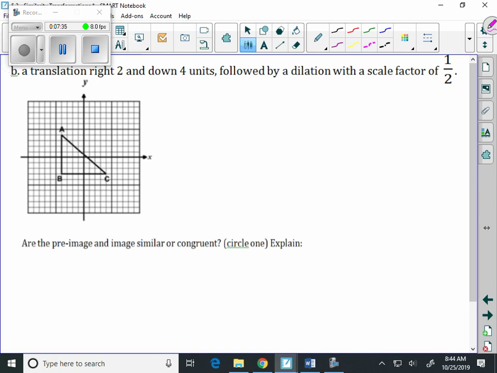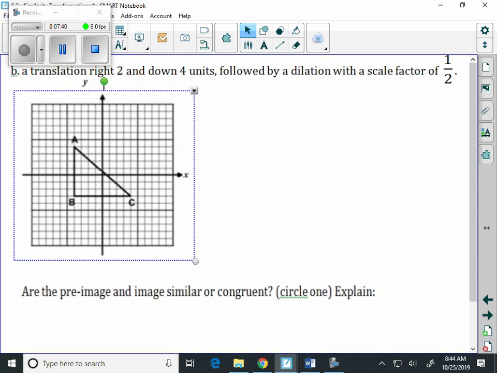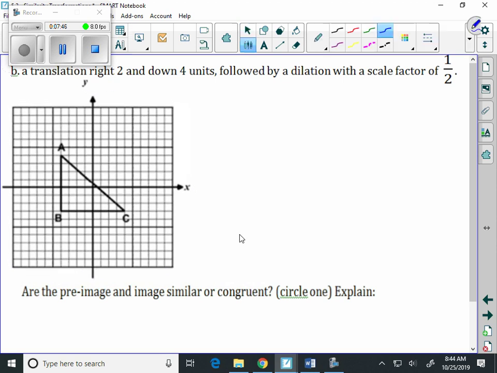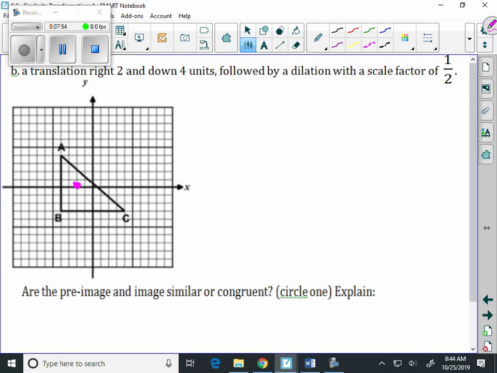So A, we're going to go right 2. In fact, I'm going to make this a little bit bigger. Right 2. 1, 2, and down 4. 1, 2, 3, 4. There's our new A for now. B, right 2, and down 4. 1, 2, 3, 4. There's our new B. And C is right 2, down 4. There's our new C.